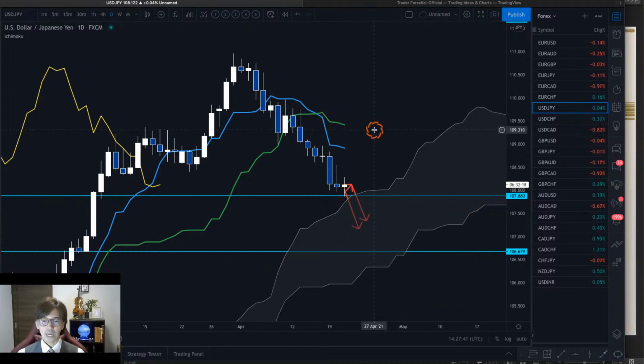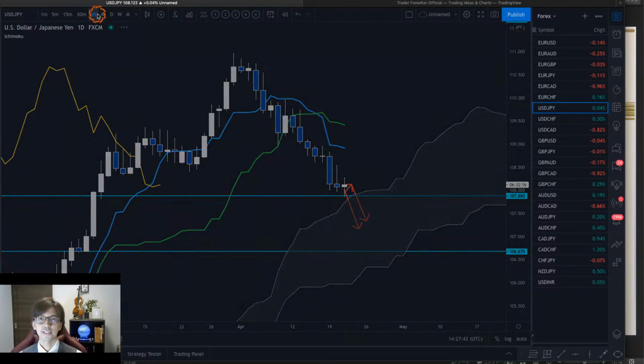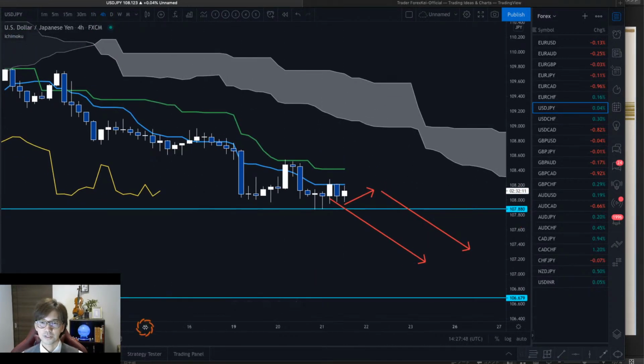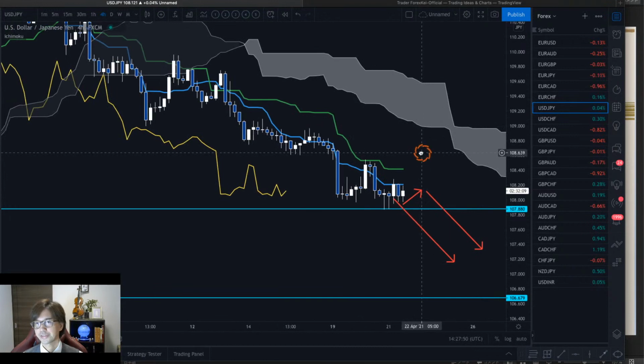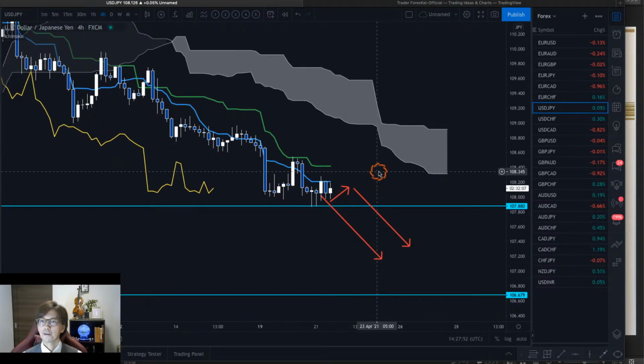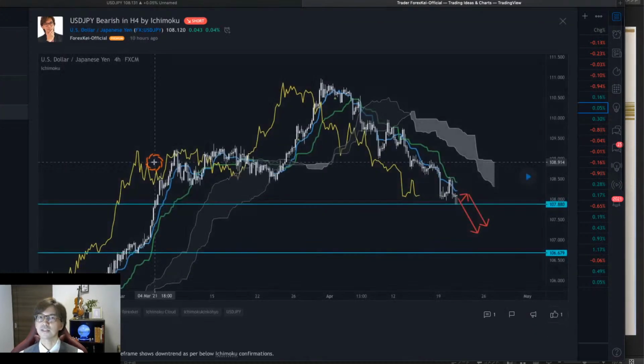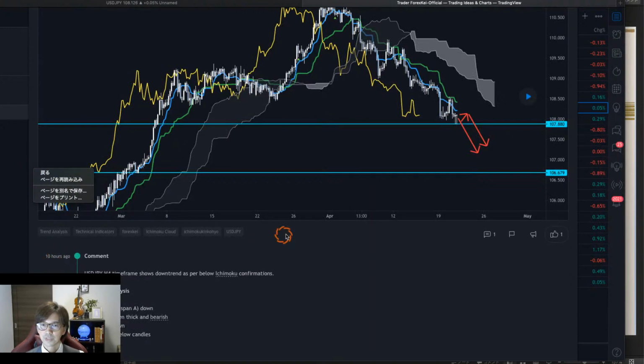And with that in mind, I watch the forward chart. I look at the forward chart and this is my view still. This is still bearish because the price is still below the Tenkan-sen, Kijun-sen and the Kumo here and the Chikou span below the candles. So USD JPY, I put the analysis 10 hours ago that this is still bearish in the forward chart.